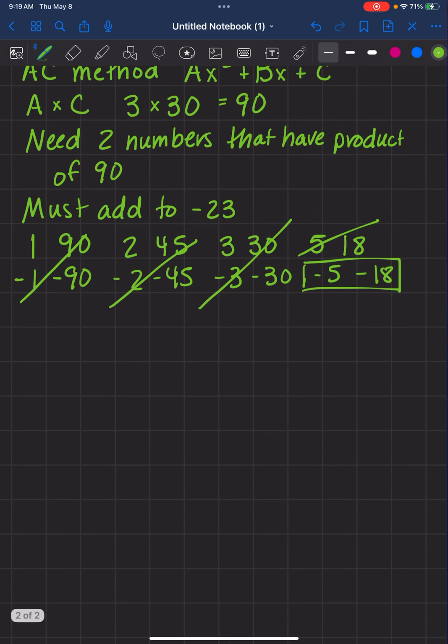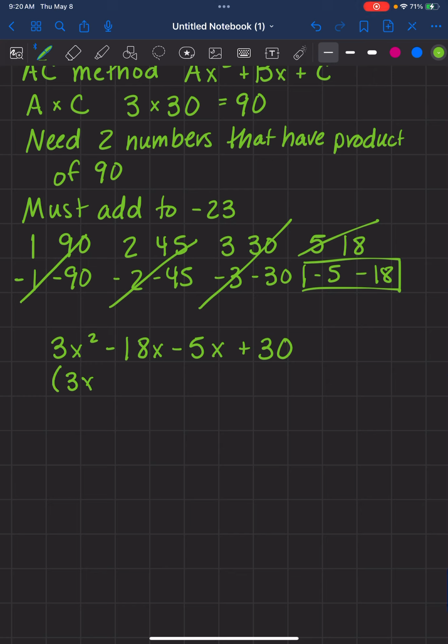So what we do next is we take our original equation. We used to have 3x squared minus 23x plus 30. We are going to take it as 3x squared, and instead of putting negative 23x, we're going to write these two terms that we just figured out. So we'll put minus 18x minus 5x plus 30. That's completely equivalent to what we had the first time. It's just that we've transformed that negative 23x into minus 18x minus 5x, and you'll see why in just one moment. So now that we have this, we're going to split this into two pairs.